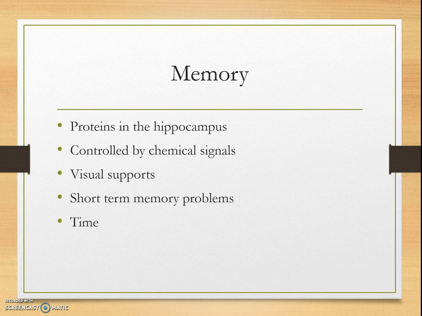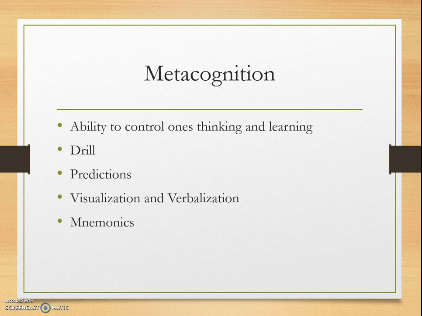Memory. It has recently been shown that much of memory comes from the hippocampus, and that the health of this memory is dependent on the health of the proteins within your hippocampus. Memory is also controlled by chemical signals throughout the brain, which can be strengthened by visual support. Many students have short-term memory problems, which is why a common accommodation is more time on tests and assignments.